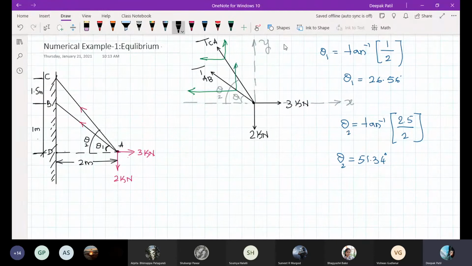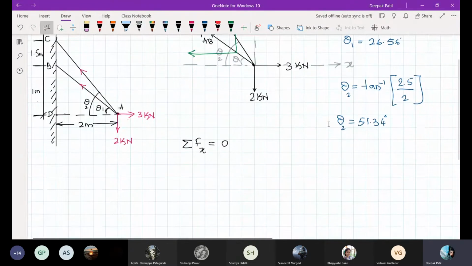First, let me apply the first equilibrium equation: summation of all the forces in x direction as 0, that is, summation of Fx equal to 0. You can take any one equilibrium equation. It is not compulsory that you have to take summation of Fx first, but I'm taking summation of Fx here first. My sign convention is all the forces in this direction as positive.